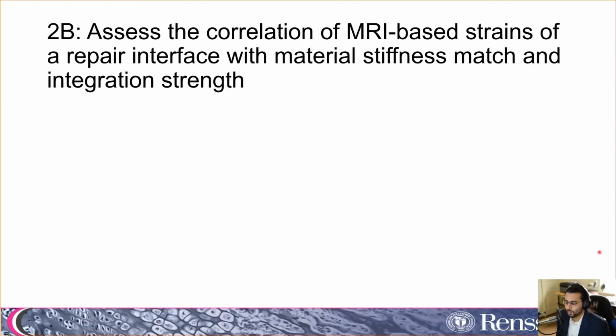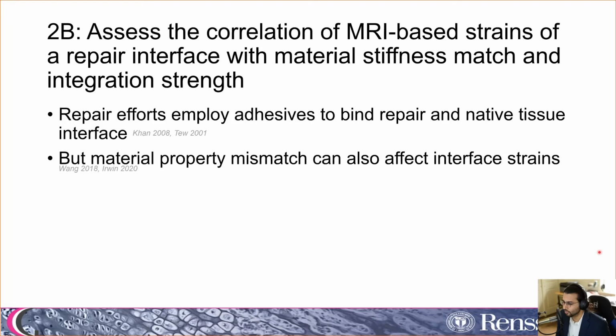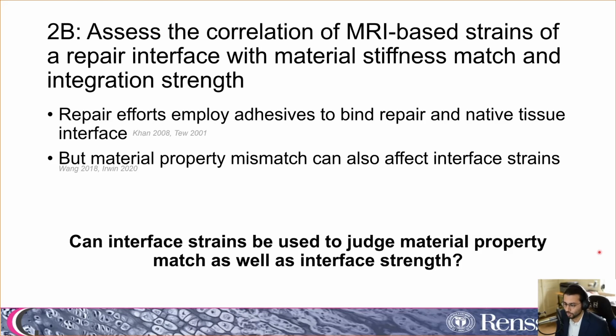Now, when we're looking at MRI-based strains at the repair interface, we know that material property differences can actually affect the interface as well as the interface itself. So repair efforts typically use adhesives or sometimes enzymatic treatment to bind the tissue together, while also trying to maximize the closeness of the two material properties. So with this, we find that the material property mismatch can also affect the interface strains. But can we use the interface strains alone to actually judge material property match as well as the interface strength?